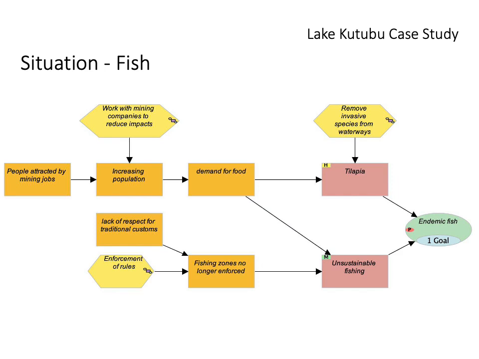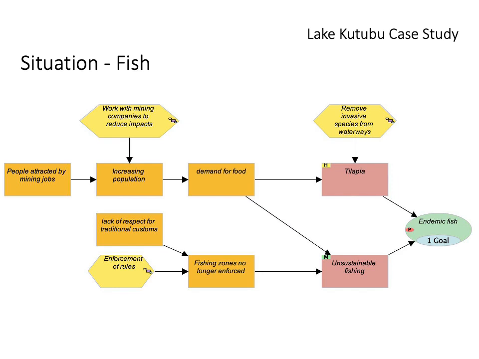If we look at our second target from Lake Tubu, the endemic fish, there were two high-level threats identified here. One was tilapia, the other was unsustainable fishing. When people started thinking about what was causing this, the demand for food was driving both the introduction of tilapia farms and also the unsustainable fishing, and that was being driven by an increasing population, at least partly driven by people being attracted by mining jobs.